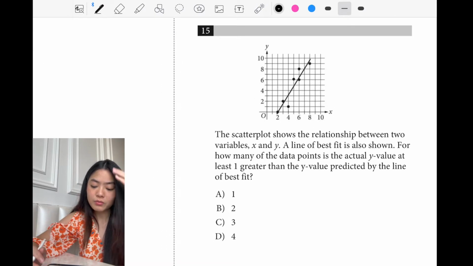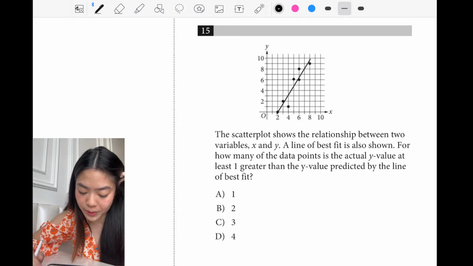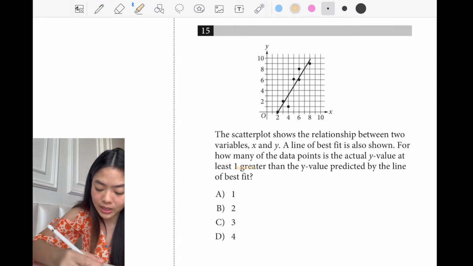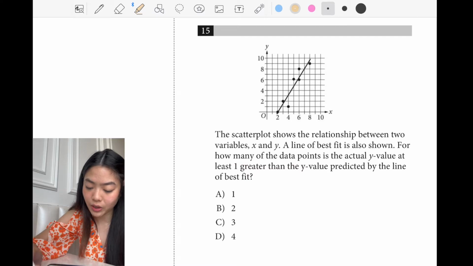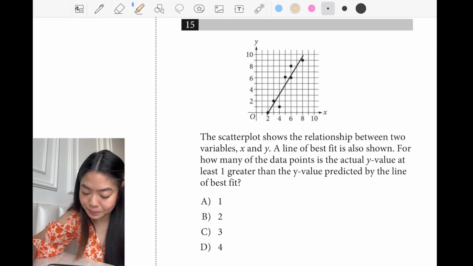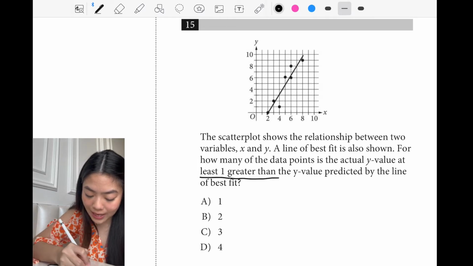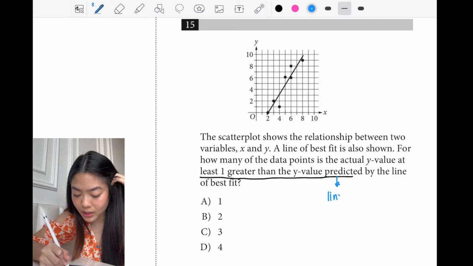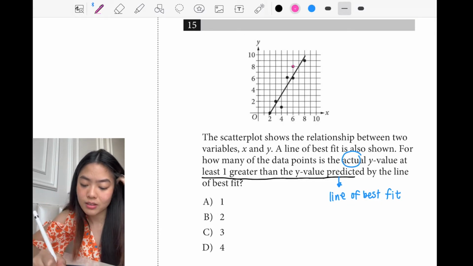Next, 15. The scatter plot shows a relationship between two variables x and y. A line of best fit is also shown. For how many of the data points is the actual y value at least 1 greater than the predicted y value? Okay, so from here we want to find which one is at least 1 greater than the predicted y values. The predicted one is the one on the line of best fit. So it means we want to find the one which is actual, like a dot. The dot here is actual, the actual greater than by 1.